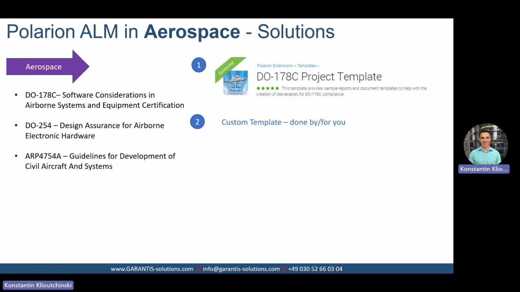And then we go to step number 2. We need a custom template. So it can be done by you, or it can be done by us for you. So we take all of these standards, modify the workflows, modify the data model, and then it will work and it will help you to do the job. And now later we will see the real examples.